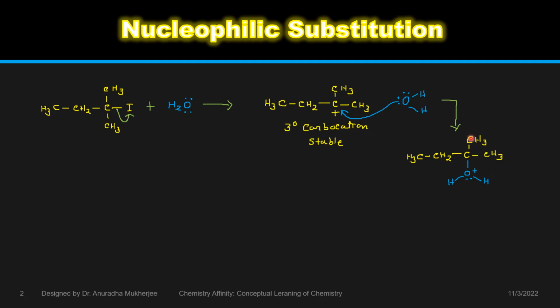Then we are getting this intermediate. Here oxygen will be positive because one lone pair is donated to C+, which is used to make this new carbon oxygen bond. So that's why O becomes O positive. Now deprotonation will take place and we will be getting alcohol. So here you can see that the iodo gets substituted by a nucleophile, water, and we are getting a new compound, alcohol. So this is called nucleophilic substitution reaction.